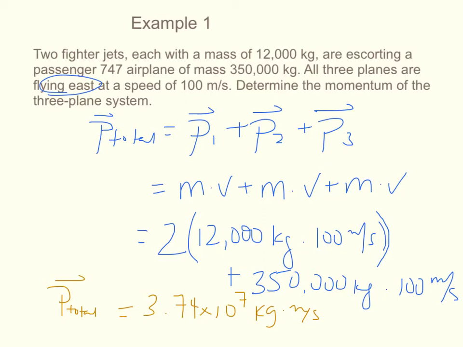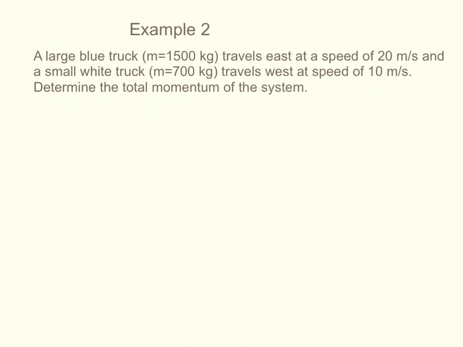All right, so looking at the, I guess, I won't say trickier, just exploiting the vector sum, so taking these directions into consideration. In the second example, we have a blue truck that is traveling east with a speed of 20 meters per second, and a small white truck that is traveling west. So we have 2 different directions. If we were to draw this out, we have a blue truck. This is a bad truck. It's a really bad truck. Traveling east, which on a compass is to the right, 20 meters per second.